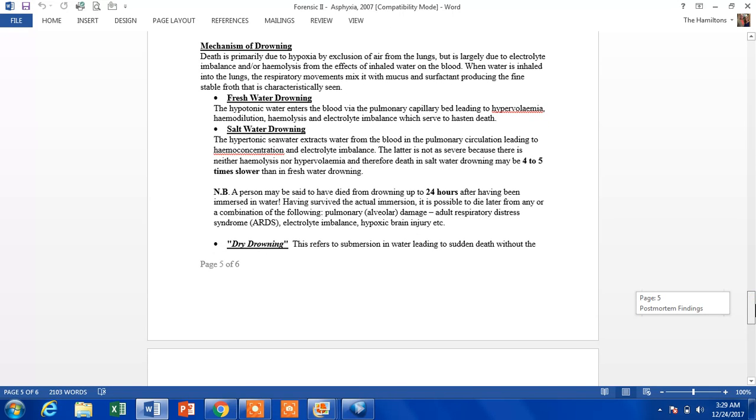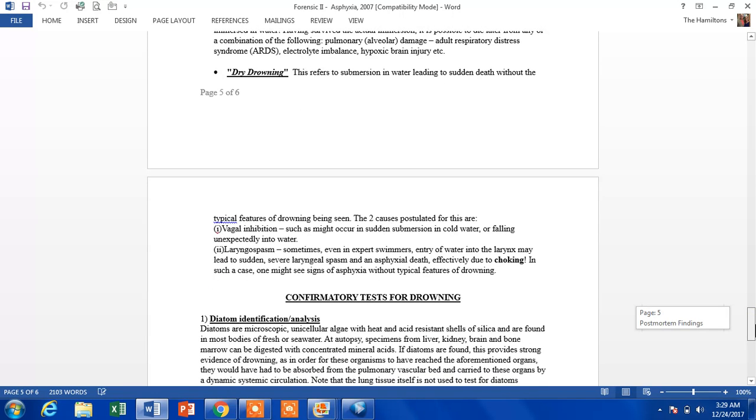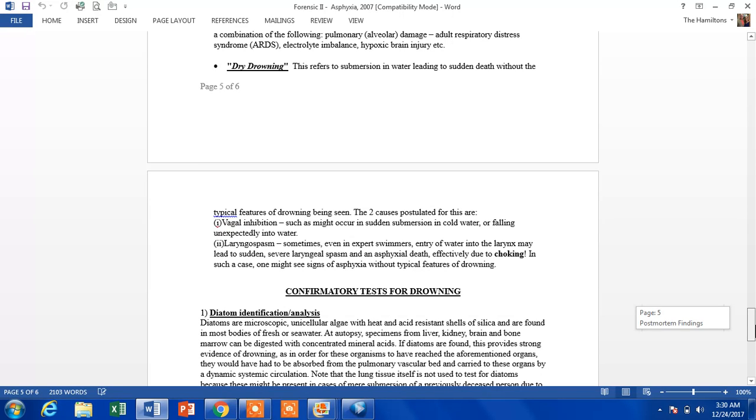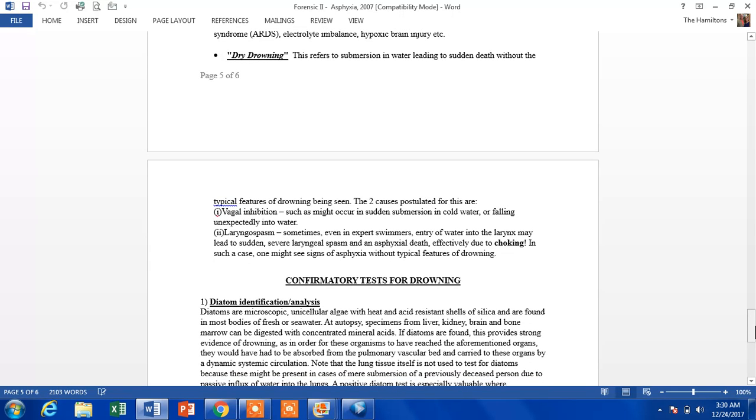Dry drowning. This refers to submersion in water leading to sudden death without the typical features of drowning being seen. The two causes postulated for this are: 1. Vagal inhibition, such as might occur in sudden submersion in cold water or falling unexpectedly into water. 2. Laryngospasm. Sometimes, even in expert swimmers, entry of water into the larynx may lead to a sudden severe laryngeal spasm and an asphyxial death, effectively due to choking. In such a case, one might see signs of asphyxia without typical features of drowning.